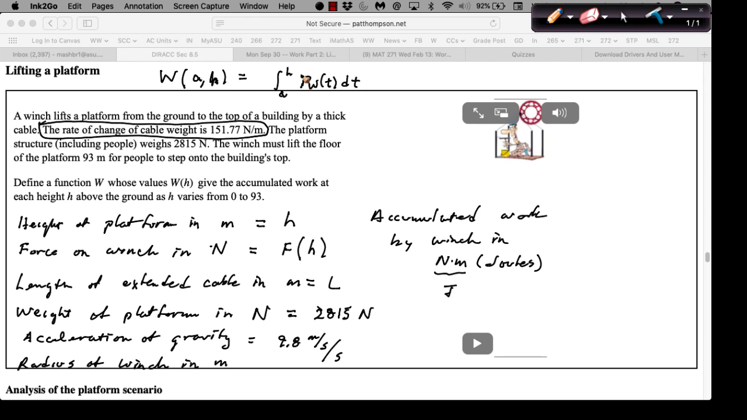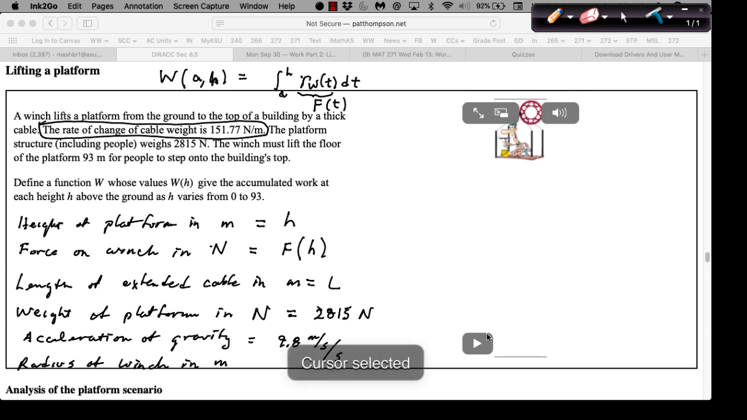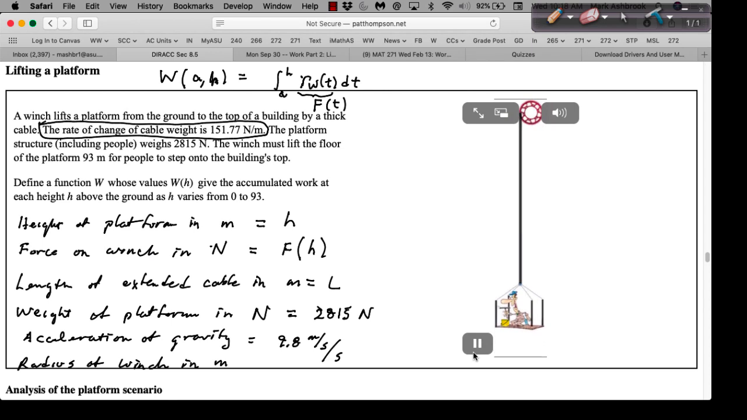So what do we need? We need the rate of change of work. And what did we say the rate of change of work was? Evelyn? Force. So the work that the winch does is going to be the integral of the force on the winch, dt. So based on our quantities here that we've defined, we have to figure out what is the force on the winch.